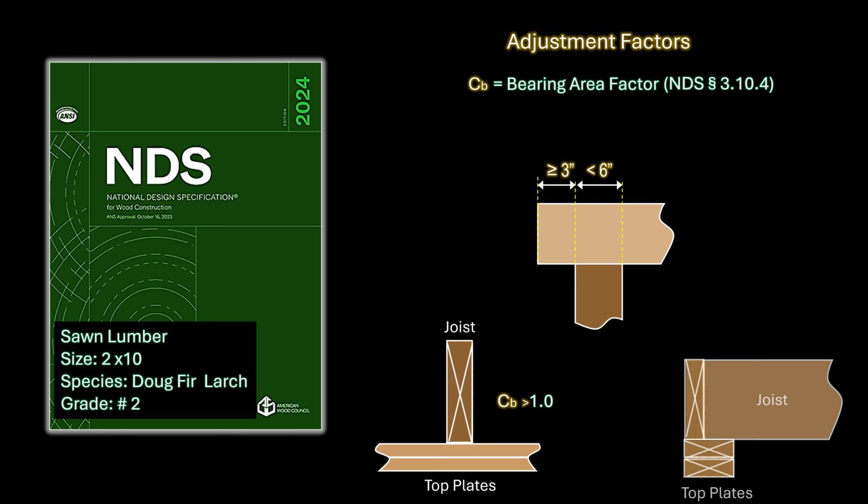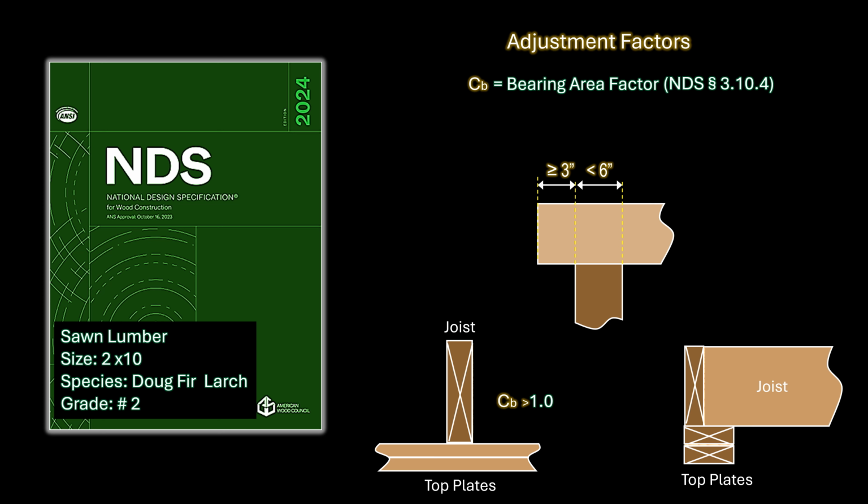However, if we look at the joist, we can see that the top plate supports are provided at the ends of the joists and the joist does not extend beyond the top plate. Therefore, the bearing area factor is limited to 1.0 when considering the joists, which are also loaded perpendicular to grain by the reaction at the supports. Therefore, we will use a bearing area factor of 1.0.